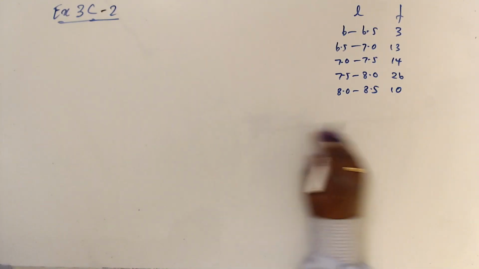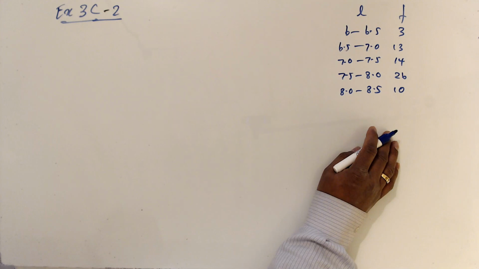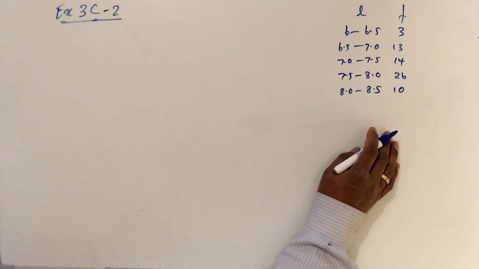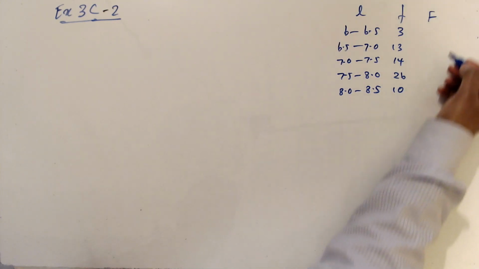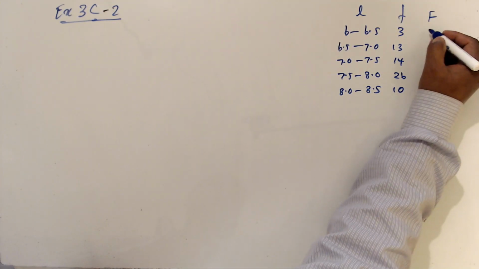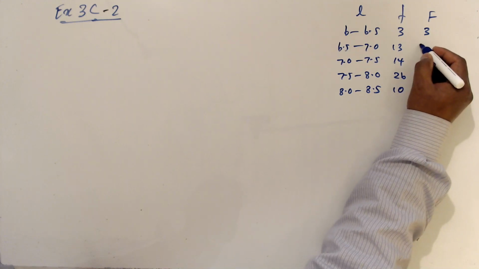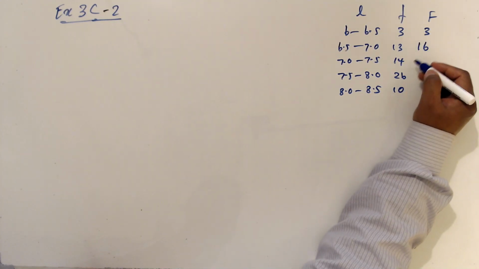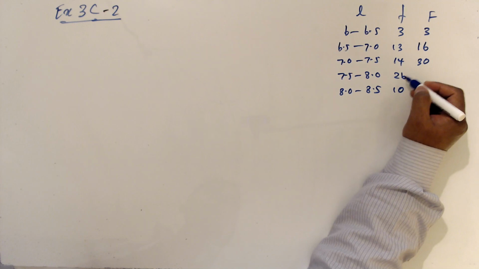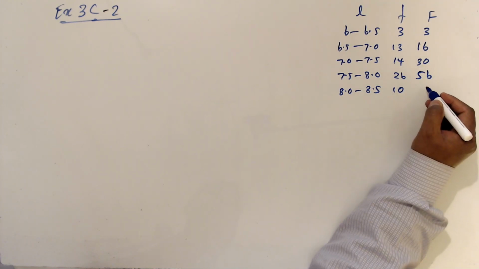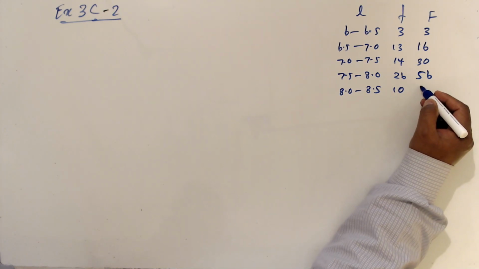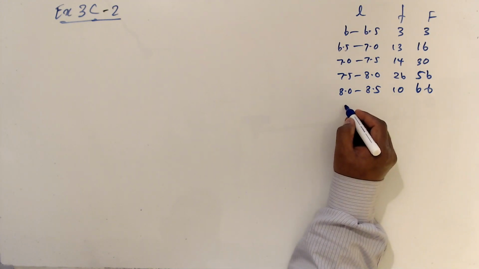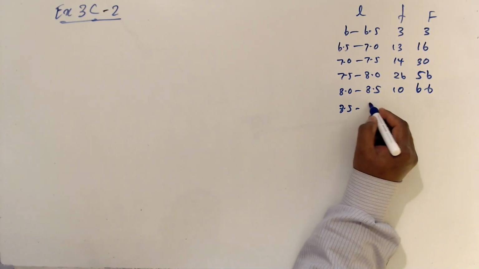Question number 2. So this is the Earth 170. So we'll find the cumulative frequency. This is 3. 3 plus 3 is 13, 16. 16 plus 30, 30 plus 26, 56. 56 plus 10, 66. 66, and there is 8.52.